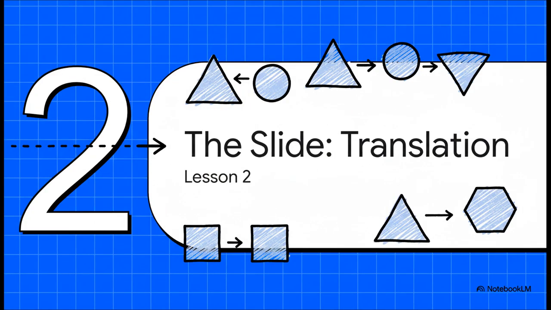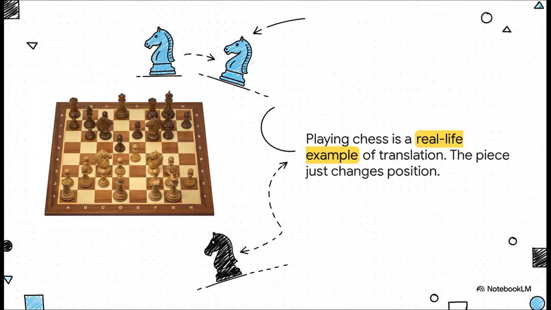First up, let's start with the simplest move in the book, the slide. Or, as mathematicians like to call it, a translation. You know, the best way to get this is to think about a chess piece. When you slide your knight across the board, it's still a knight, right? It hasn't changed its shape, its size, or even which way it's facing. The only thing you've changed is its location. That's literally what's happening when a video game character just slides across your screen.